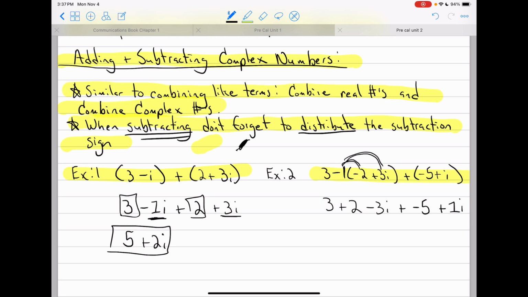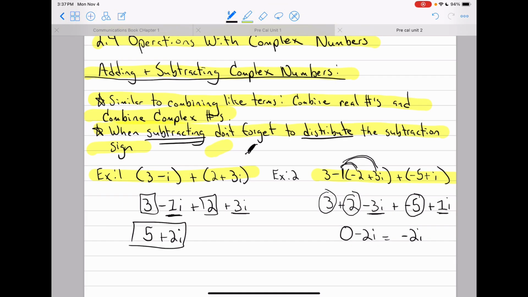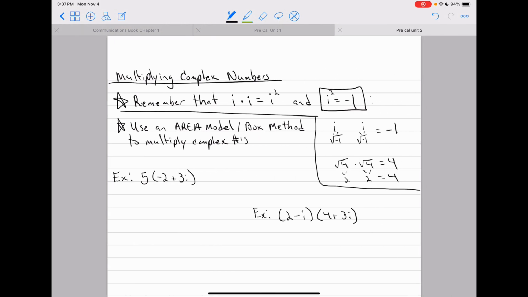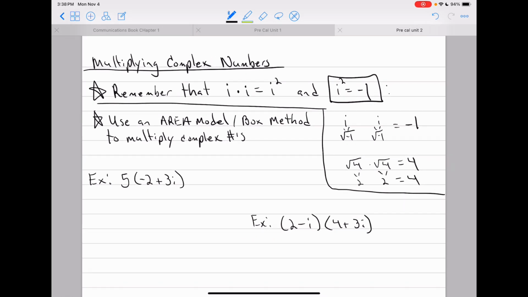And now I'm going to put together my like terms. Regular number, regular number. 3 plus 2 is 5, and 5 minus 5 is 0. Then I have -3i and 1i, which is -2i. So my answer is really just -2i. Easy.